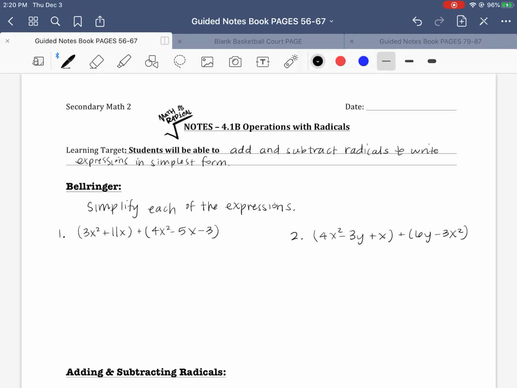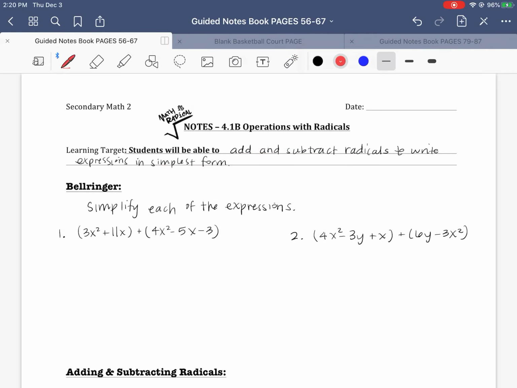As I said in the last video, we're going to break chapter or section 4.1 up into different segments to make sure we have reviewed well all parts of radicals. So we talked about before the parts of the radical, and today we're going to talk about operations with radicals. So I want to connect this to something that you already know. Our goal today is to be able to add and subtract radicals to write expressions in simplest form.